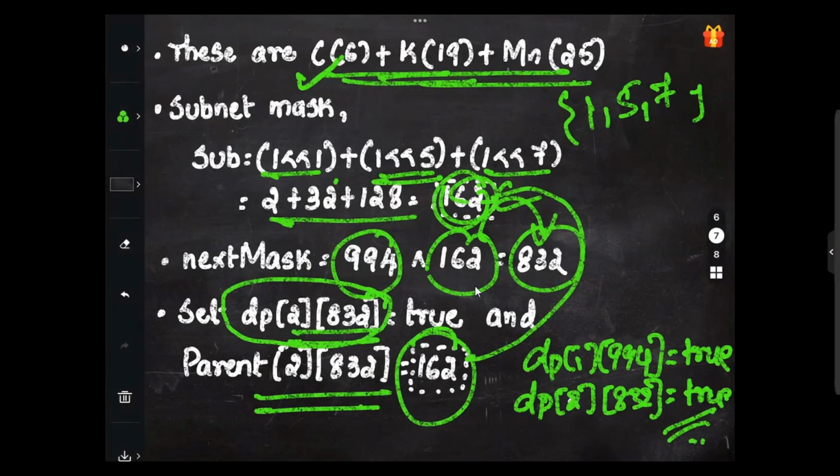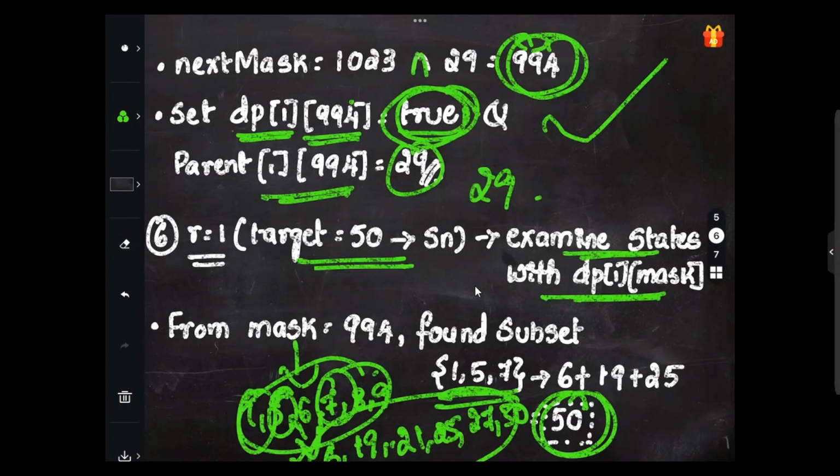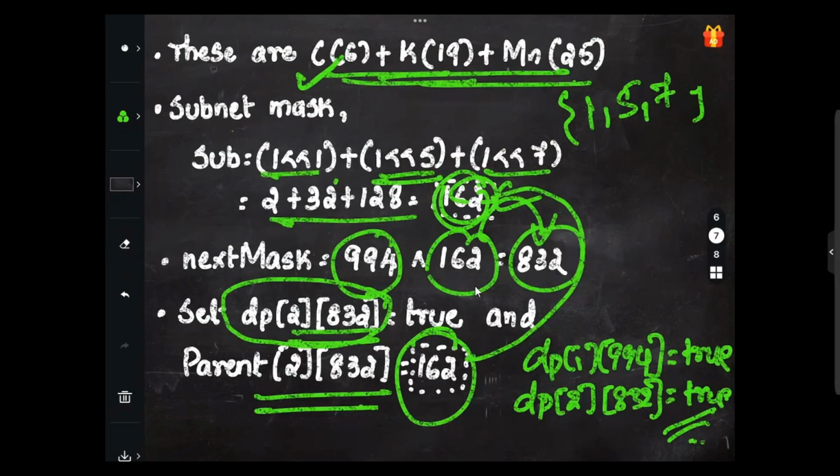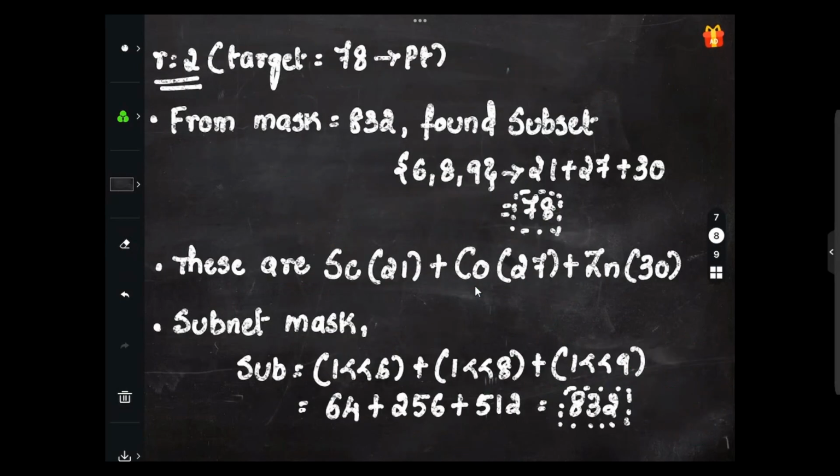So this is fine, I guess. Same thing, right? So previously we had got 29, parent of 1, 994. Finally we got 29, right? After performing the XOR operation, 994 we got. So DP of this one we had set to true, and we have got 994, that is equivalent to 29. 29 and 162 we got here now, right? So this is fine. Now we have r equals 2, right? So this is the last one.